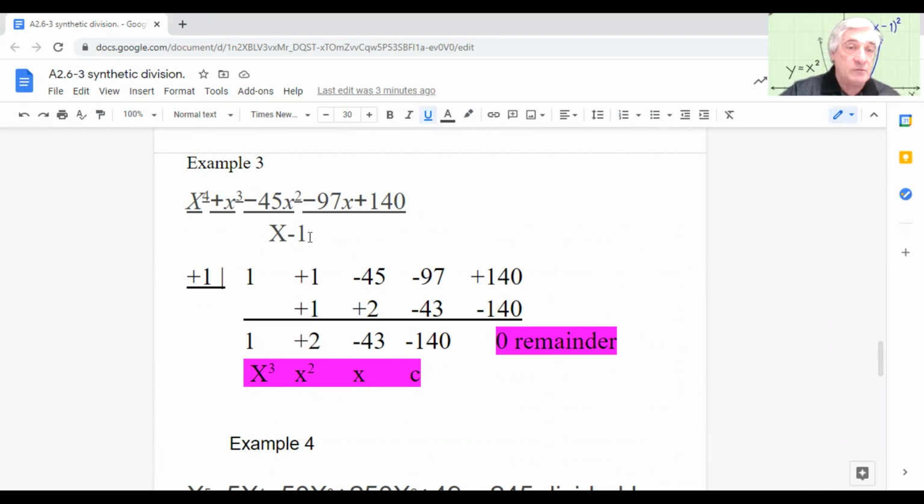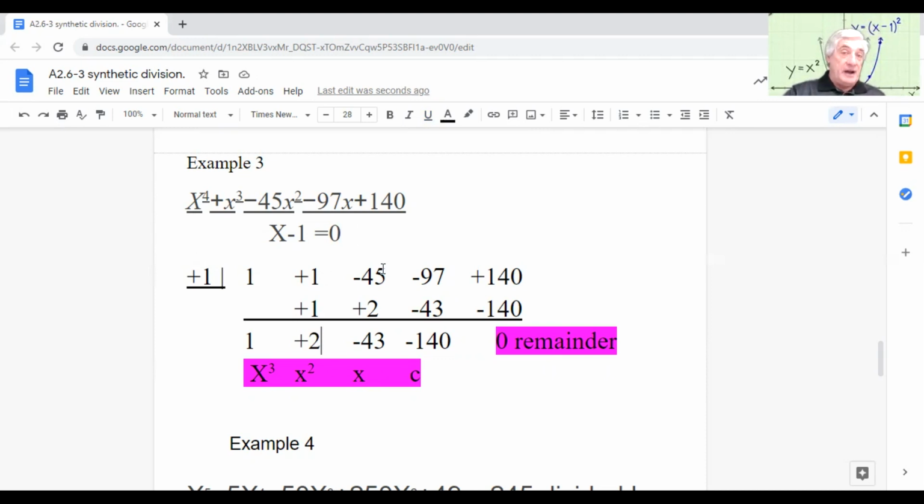We're going to divide that by X minus 1. Put the plus 1 out here because we're going to change the sign, because X minus 1 has to equal 0. And that's why we changed the sign. So we're putting the plus 1 in the box. That's our divisor. We're going to bring down 1. 1 times 1, the math's not that hard. Now we're going to add 1 plus 1 is 2 right there. 2 times 1 is plus 2.